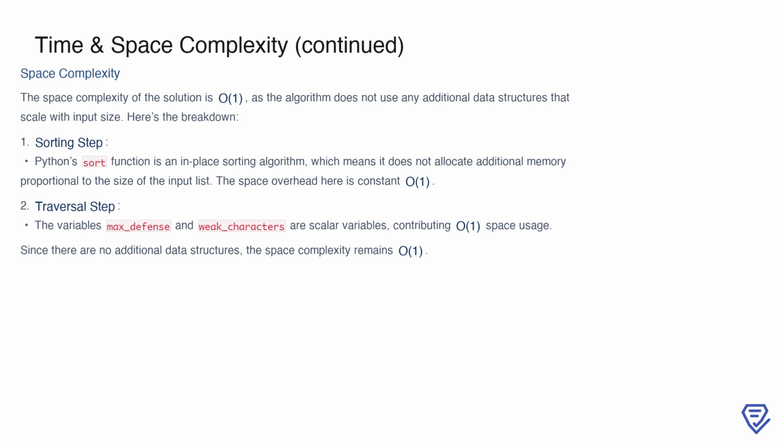Let's break this down. During the sorting step, Python's sort function operates in place, which means it does not require additional memory proportional to the size of the input list. Any temporary memory used during sorting is minimal and does not scale with n, so it's considered O(1). In the traversal step, the algorithm uses only two scalar variables, max_defense, which tracks the maximum defense value seen so far, and weak_characters, which counts the number of weak characters. These variables also require constant space, O(1). Since no additional data structures are used throughout the algorithm, the space complexity remains O(1).